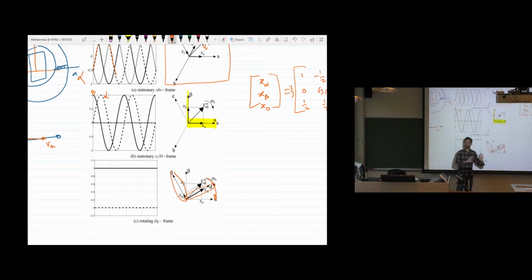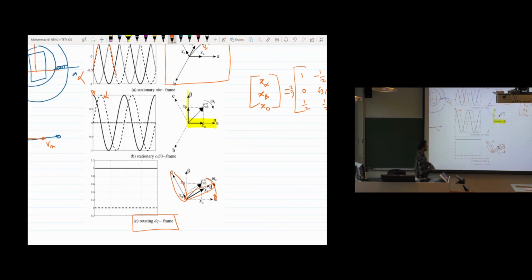So the d axis and the q axis are also rotating at the same speed as the resultant vector. And then we get the resultant value as a DC component, and therefore we call it the rotating dq frame. The previous two, alpha-beta and abc, are both stationary. Now this one we call the rotating dq frame. So now we have all these quantities as DC components.